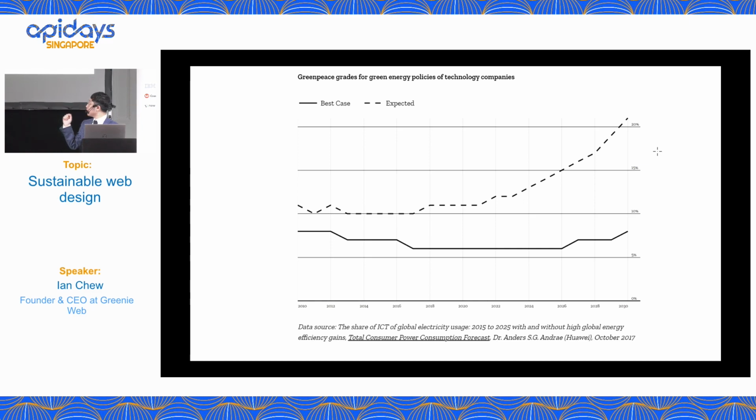So in the graph here, you can see the best case scenarios and what would actually be expected if things were to happen status quo. This graph shows you the amount of electricity usage by the tech industry. If we go full green, which is the solid line, there'll be an increase of about 5 to 10%. But if we don't, and that's really the present day case, the amount of energy consumed will increase by up to 20% by 2030. And that's a very high number.